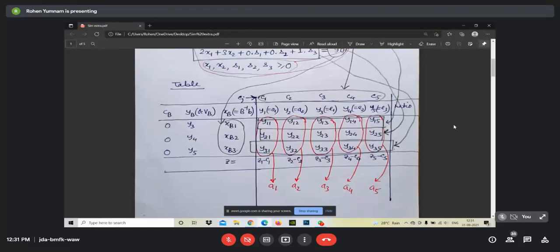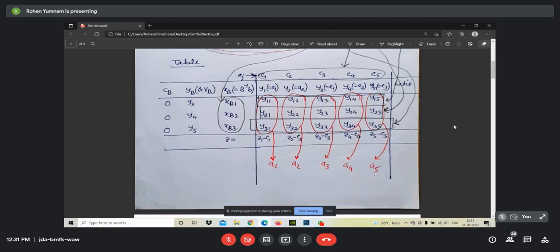And Y4, what is the value? C4 is 0. It is 0 here. And Y5, what is the value? C5 also will be 0. Then Y5 is also 0. And Z, and these things are to be calculated. That calculation we will explain in the solved problem. I had already mentioned it, but we'll explain here again.